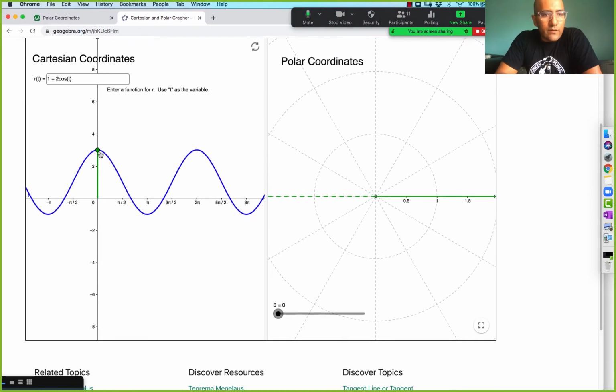Okay, so here is my 1 plus 2 cosine t. The 2 is going to extend the amplitude up to 2, and then the plus 1 is going to shift the whole thing up. So it used to be that it ranged from -2 to +2 by just this part, but then the plus 1 shifts everything up, so this goes down to -1, goes up to 3.